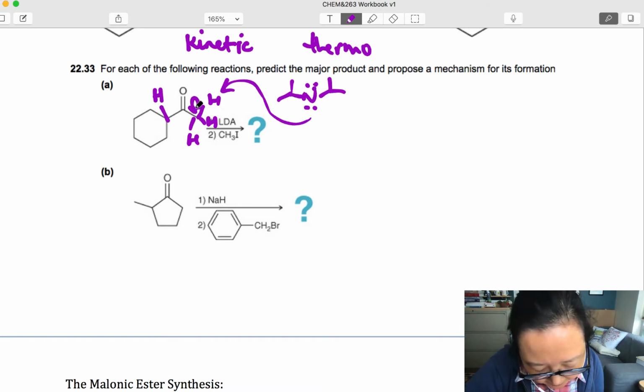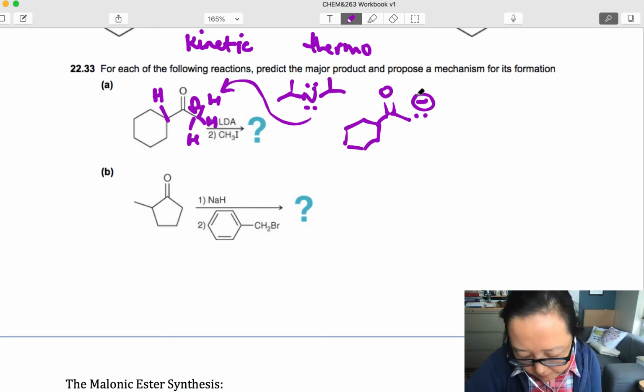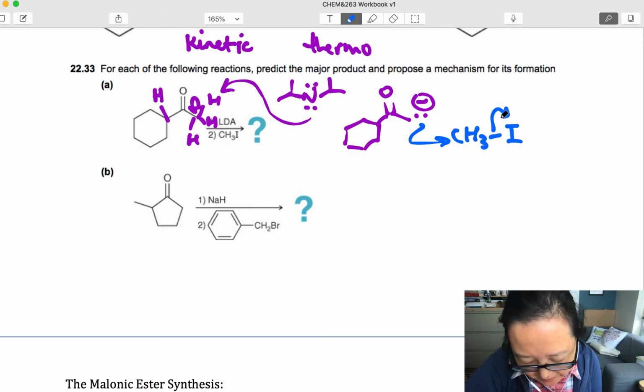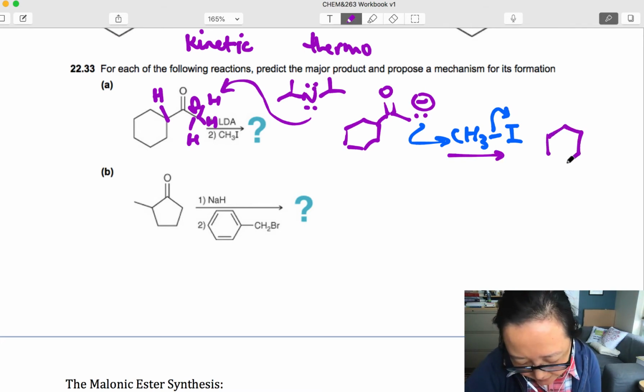So I'm going to get my enolate over here, and then I can attack my alkyl halide. Don't use R. If they're actually telling you what R is, use the methyl group and show me what that is. I have a few students who are still just putting R down, but we want to know specifically what we're getting. There we go.